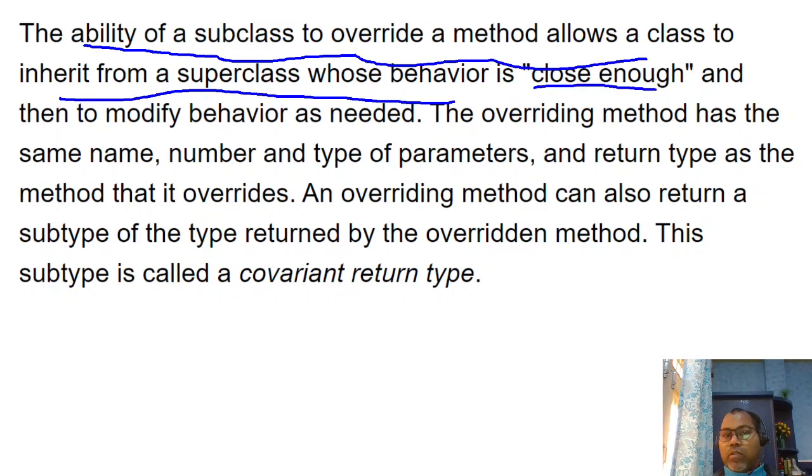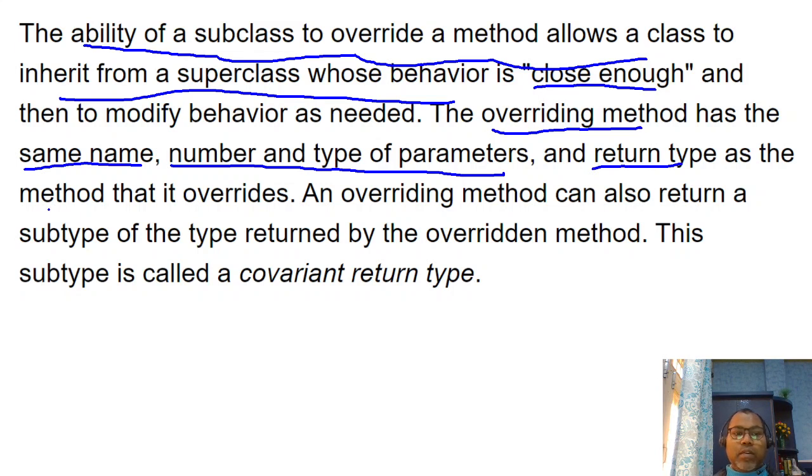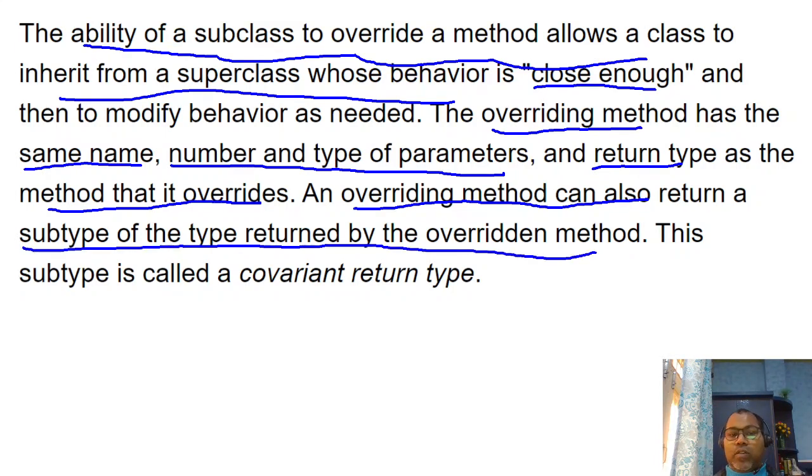The overriding method has the same name, number and types of parameters, and the return type as the method that it overrides. The overriding method can also return a subtype of the overridden method's return type. This is known as covariant return types.